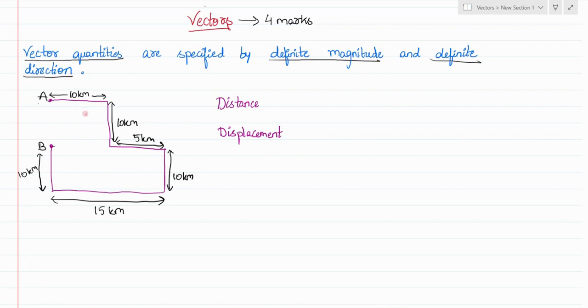So we need to find two things over here. One is distance and one is displacement. You know how to find the distance, right? Just add all the distances over here. That is 10 plus 10, 20, plus 5, 25, plus 10, 35, plus 15, 50, and plus 10, 60. So distance is 60 kilometers over here. But when you find the displacement, what is the displacement? It's nothing but the same 10 kilometers, right? From A to B. So displacement is 10 kilometers.